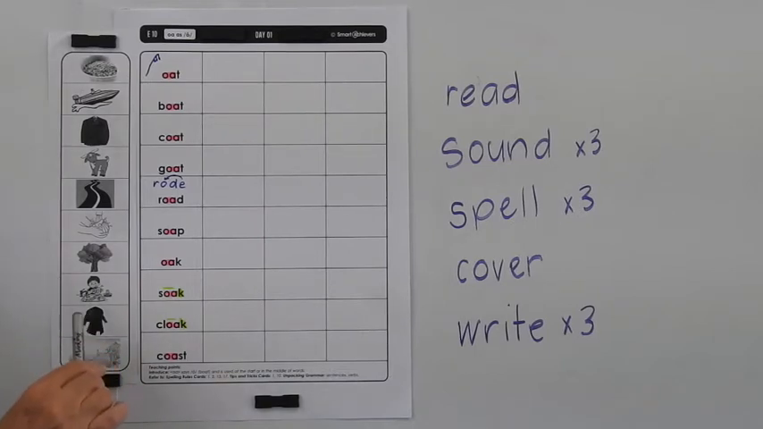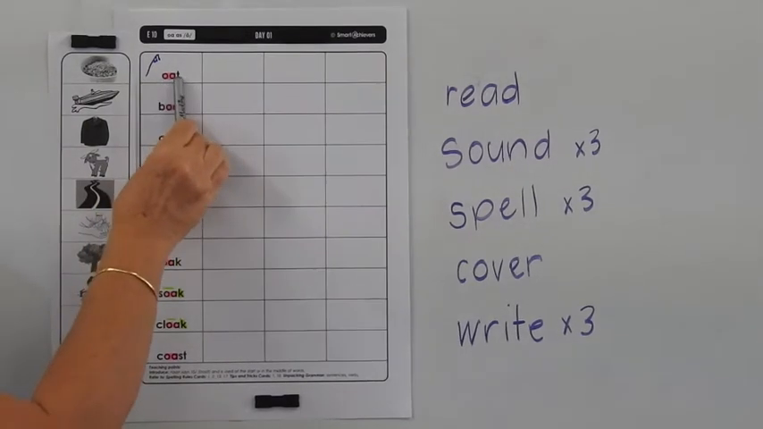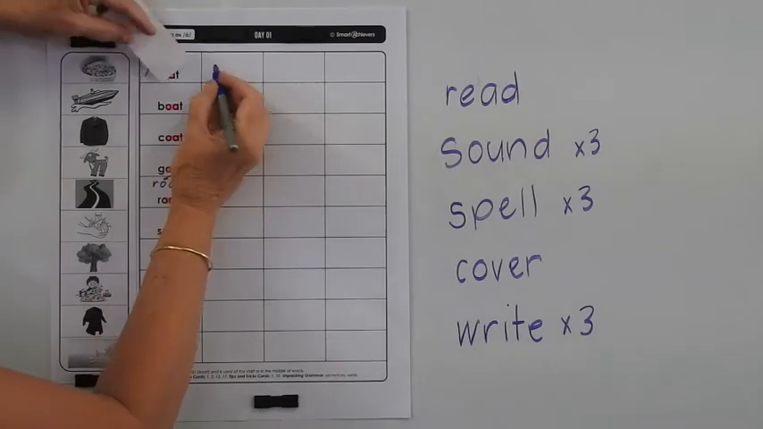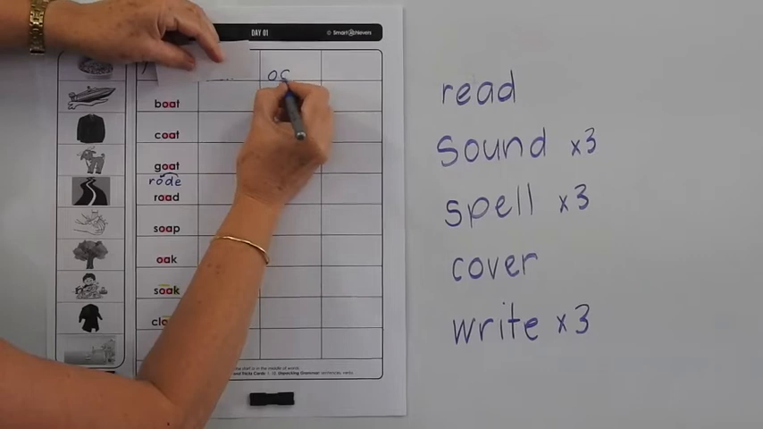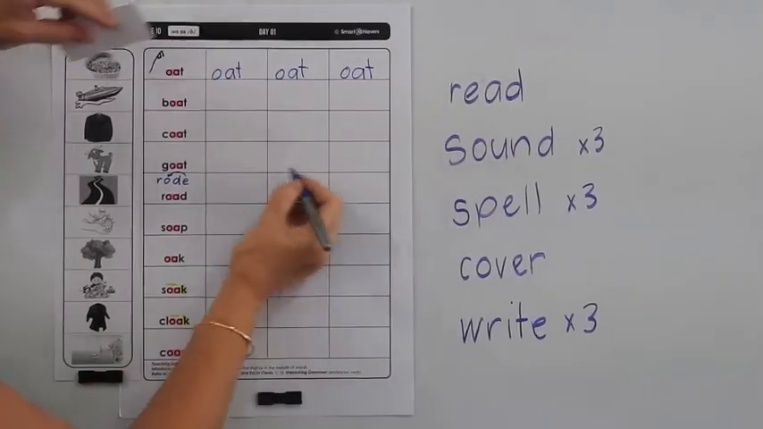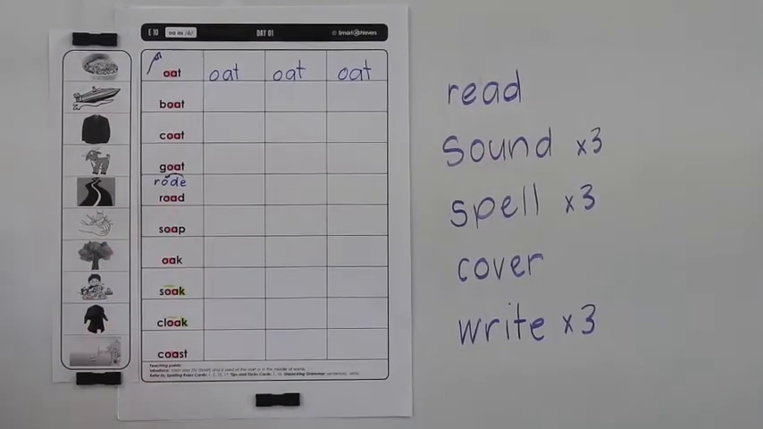Okay, so let's read, sound and spell, then cover and write these words. We've got oat, so we're going to sound it 3 times, spell it 3 times, cover and write it. Oat, oat, oat, O-A-T, O-A-T, O-A-T. Cover it and write it 3 times. And then you can finish off the rest of that page on your own. Don't do this word, just do the words in black.